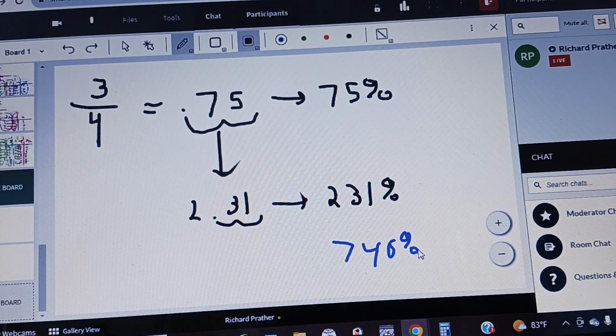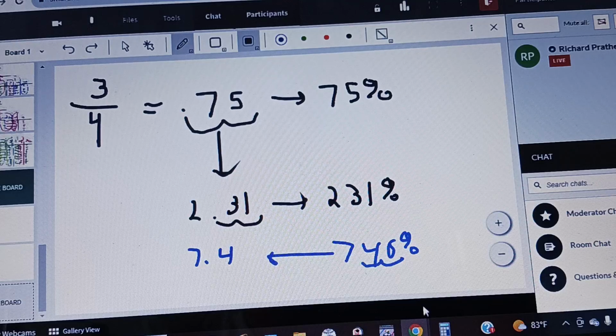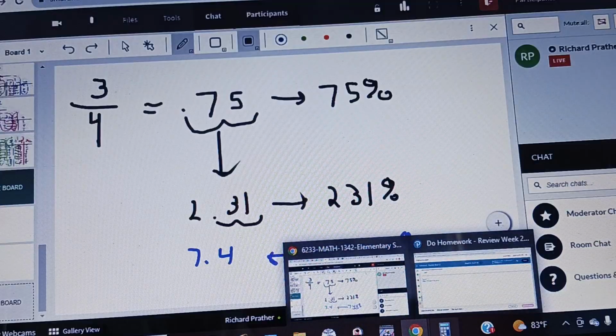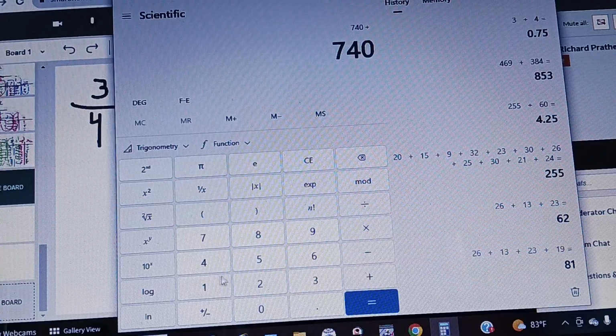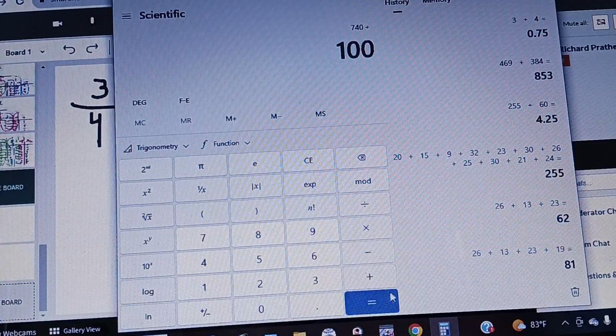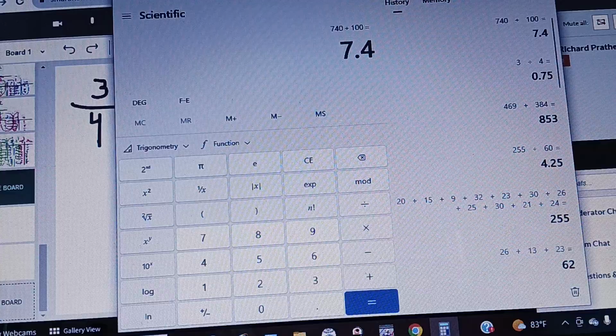My video cut off again right when we were near the end here, but 740%. Now we're going this way. That's when, if there is no decimal in the back of the number, you move 2 this way. This would be the number 7.4. Or remember, changing percents to decimals is literally dividing by 100. So you could type it in a calculator and divide by 100 and get 7.4 that way.